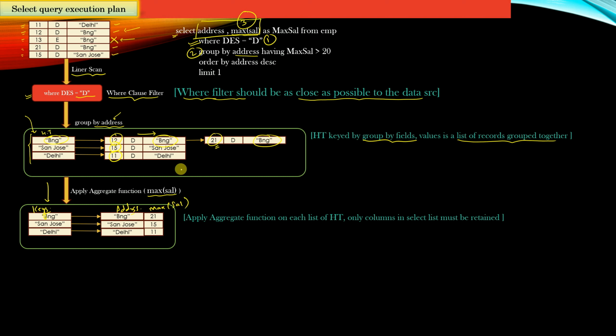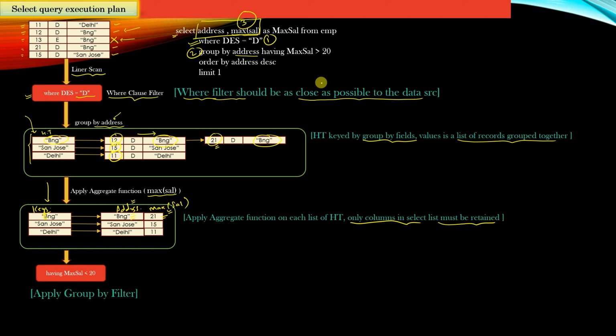Alright, so you can see that the hash table has been transformed in which the keys remain the same, but the value part is no more a linked list, but contains the fields which are present in the select list. The first field is the address, the second field is the maximum salary. So note that only columns in the select list must be retained. We are specifying only the columns which are specified in the select list in this transformed hash table.